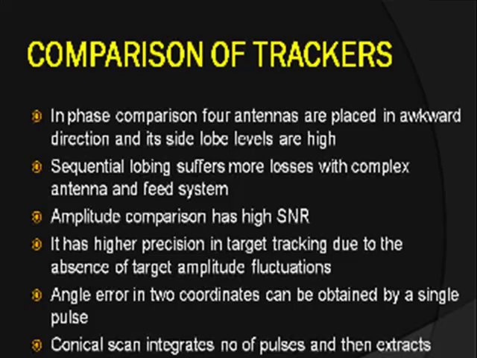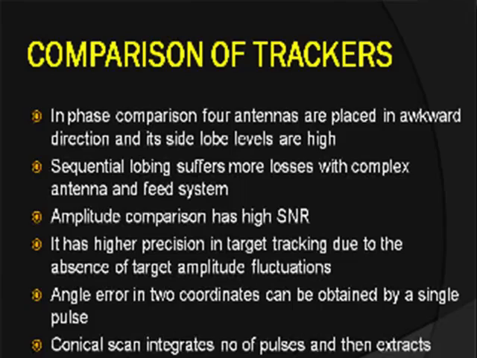Conical scan integrates a number of pulses and then extracts the angle measurement, but there will be the opposite process in monopulse. That is, each pulse gives rise to angle information. For different pulses, we are going to integrate or take an average of this data. Whereas in conical scan, initially all the pulses are integrated, then the angle measurement is done.